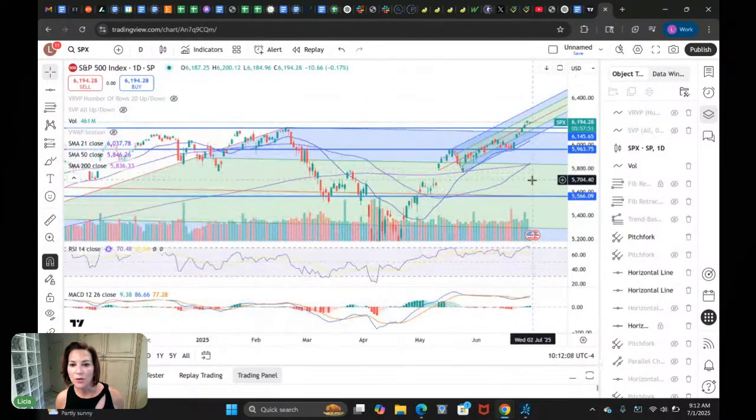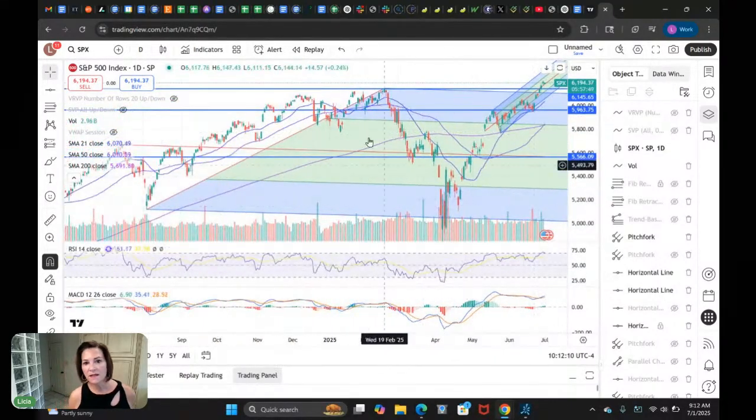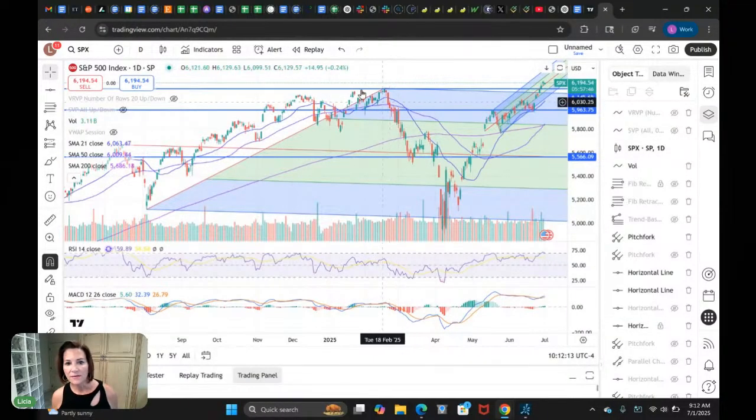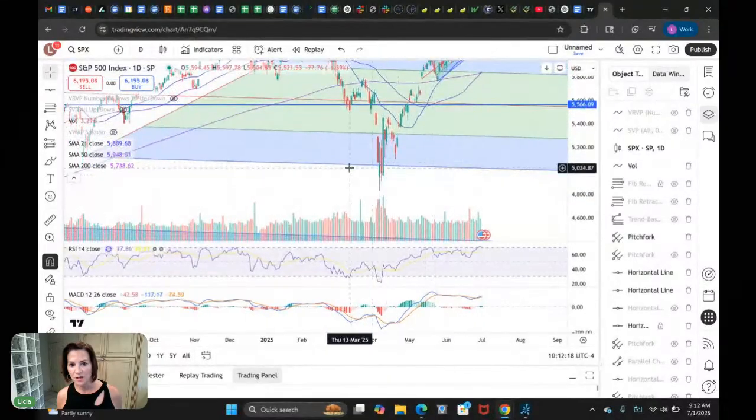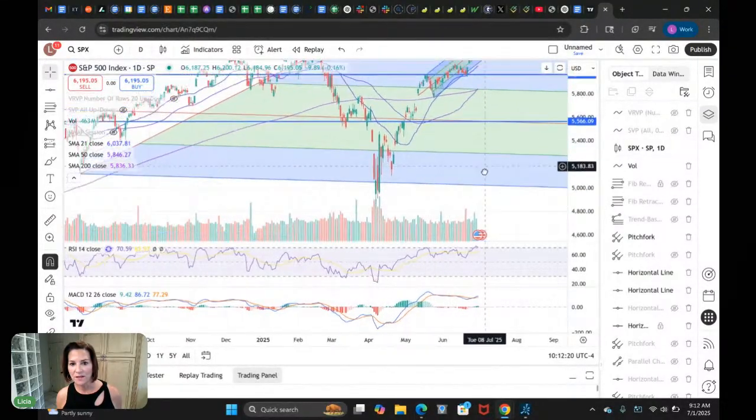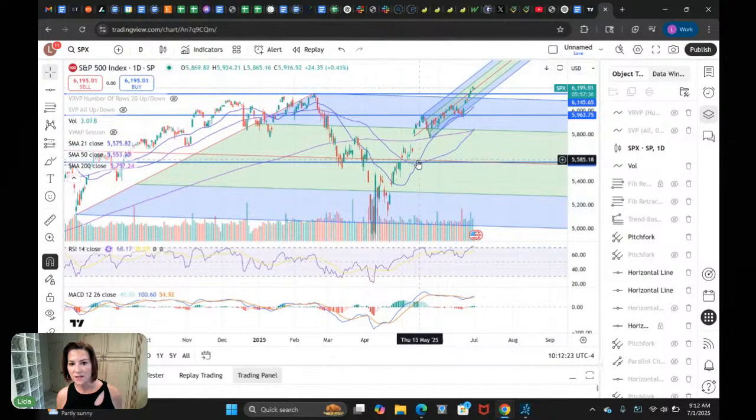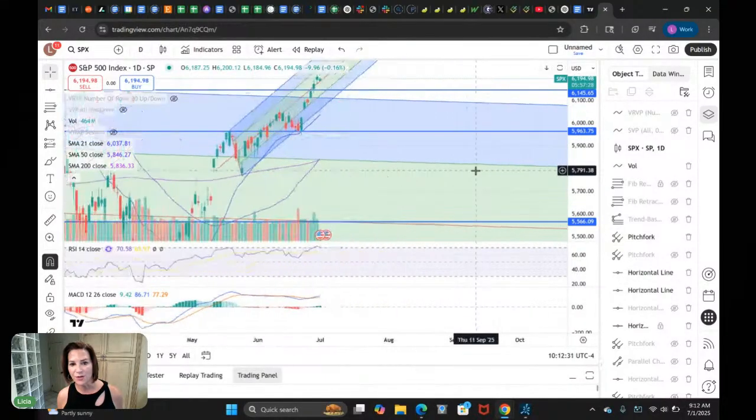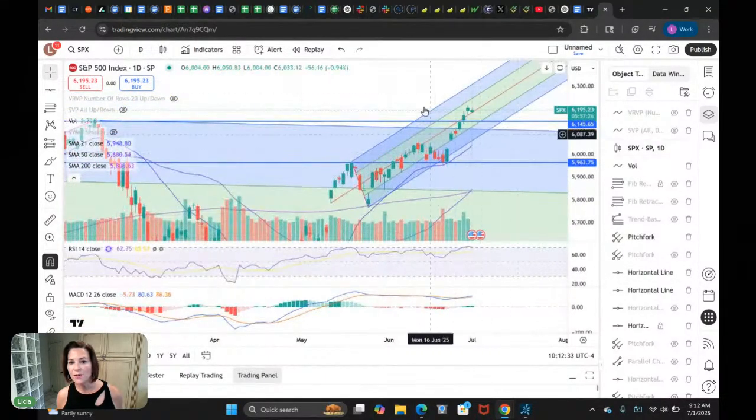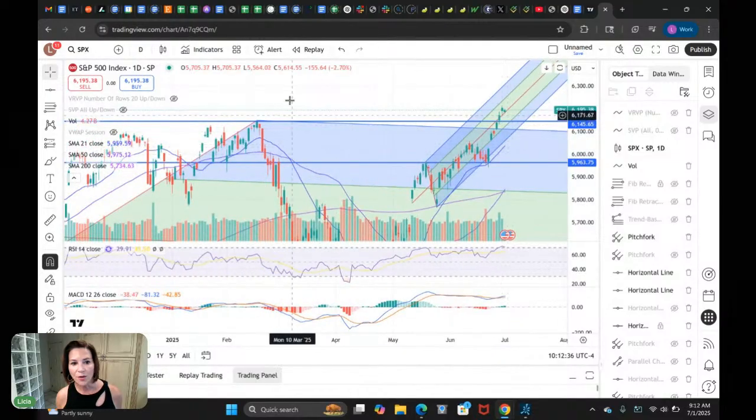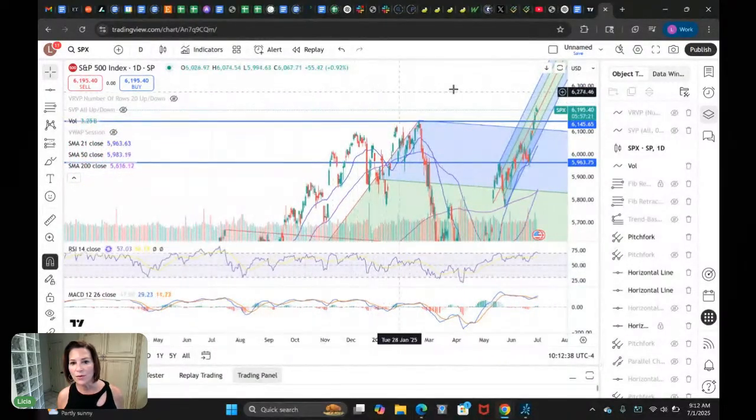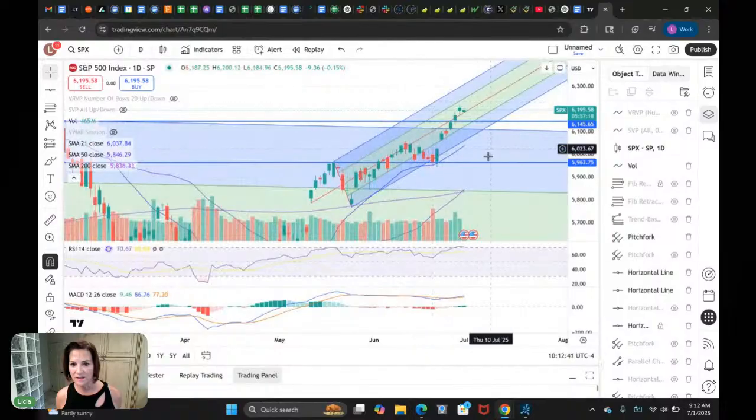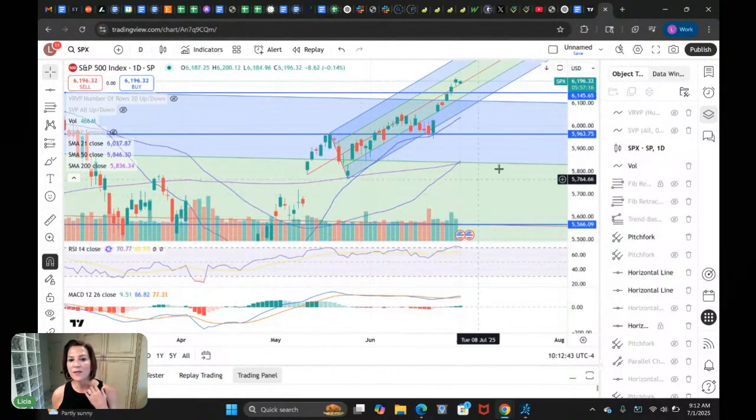So here's my older pitchfork on SPX. As you can see, it worked pretty well. Not always perfect, but worked pretty well. Paused here at the median line. Previous high was some resistance. Now we've traded outside the pitchfork, right? We're in new territory. I can't go back in time and find where the previous high was because these are new highs. So what do I do? I draw myself a new pitchfork.